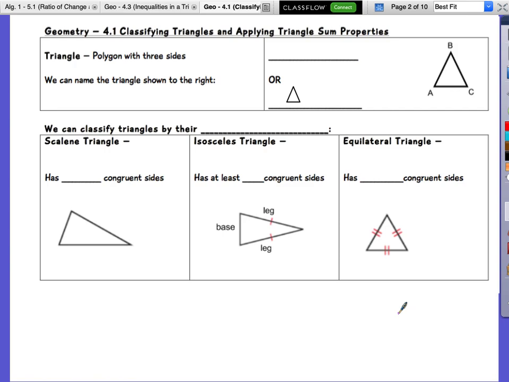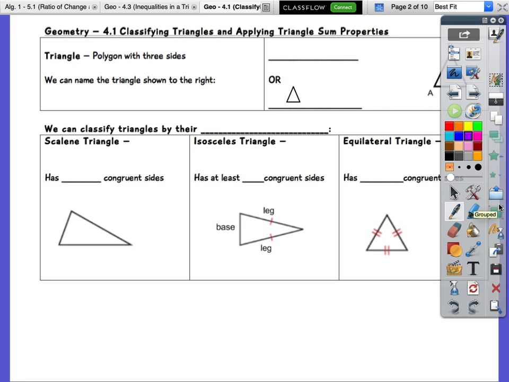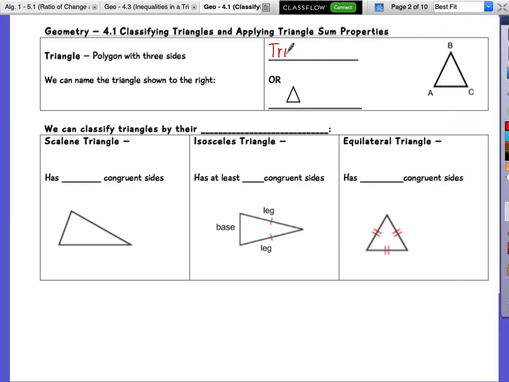Now we can name this shape over here on the side. We can name this triangle in a couple different ways. So one way we can name it is we can write out the word triangle. So just like with lines, rays, point, plane, we can write it out. We can write out triangle, and then you list the points of the triangle. A, B, C. We have point A, point B, point C. So we list the points of the triangle.